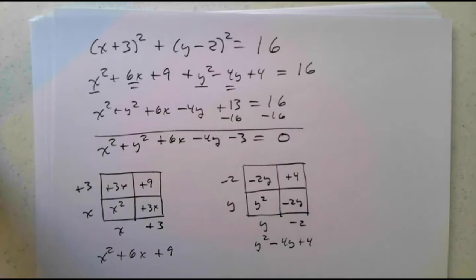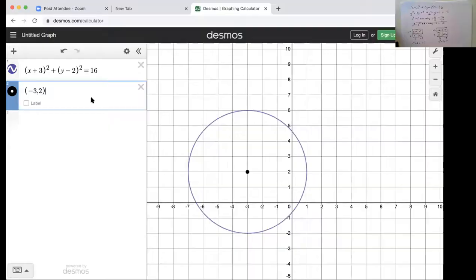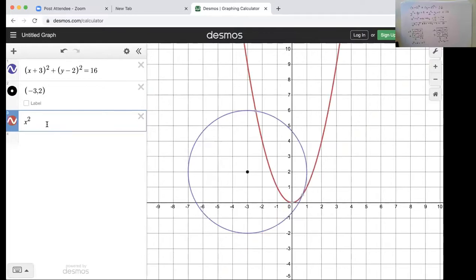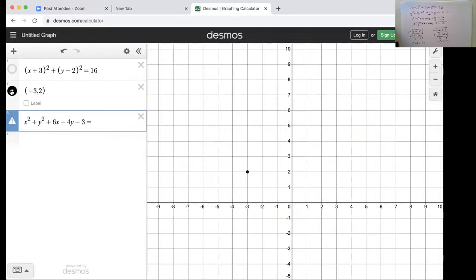And let's jump to Desmos to show that this equivalent form really is the same circle. So we have that circle up there. We've drawn what we think is an equivalent form. X squared plus y squared plus 6x minus 4y minus 3 equals 0. I'm going to turn these things off and see if they're the same. So the red circle is the one that I just drew. The purple circle is the one that I had drawn previously. You can see that they're the same. And the center is, of course, -3, 2.